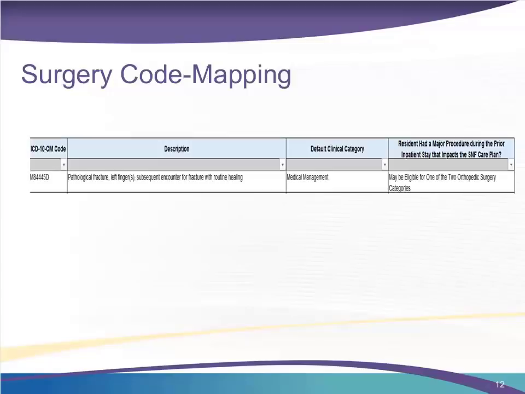So this is one of those areas that I'm going to talk about today, but just know that more information will be coming throughout the next several months. This code is a pathological fracture that you've got the description. It has a default clinical category of medical management, but it also says further down on the spreadsheet that this patient with this diagnosis may be eligible for one of the 2 orthopedic surgery categories.